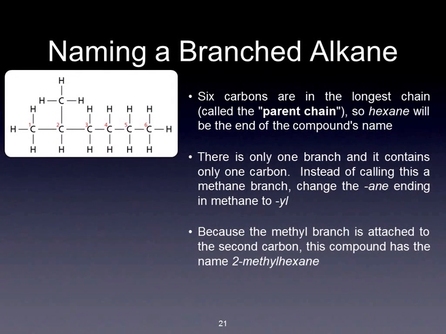Here we're still looking at the same structure. Since the parent chain is 6 carbons long, the name of this molecule will end with hexane. The only side chain on this molecule is just 1 carbon long, right here. So we'll use the prefix meth, which means 1 carbon. But we change the ending from ane to yl, Y-L, to denote that it's a side chain. Since the side chain is on the number 2 carbon of the parent chain, this one here, the name of this molecule is 2-methylhexane.